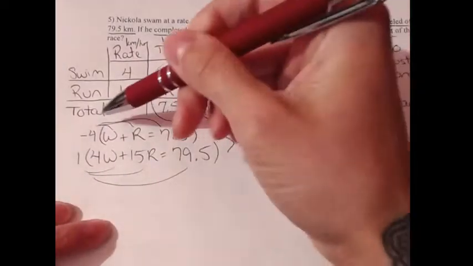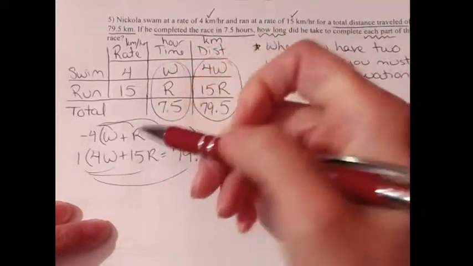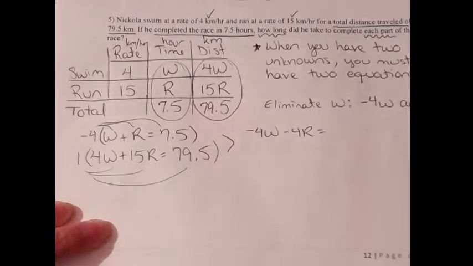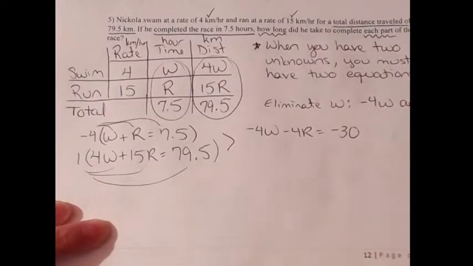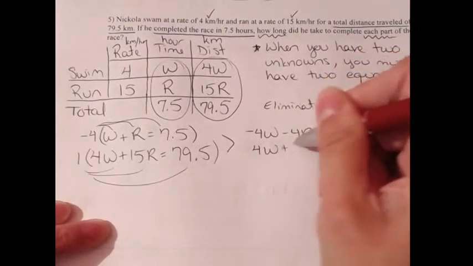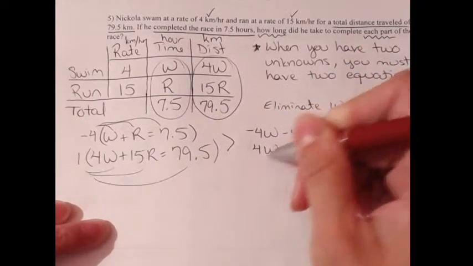We're going to distribute. Negative 4 times W is a negative 4W. Negative 4 times R is a negative 4R. And then we have negative 4 times 7.5. When we plug that in, we get negative 30. I'm going to distribute a positive 1. We get 4W plus 15R is equal to 79.5.